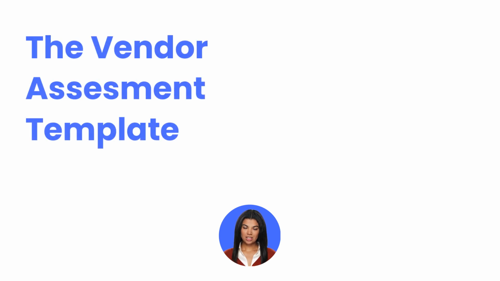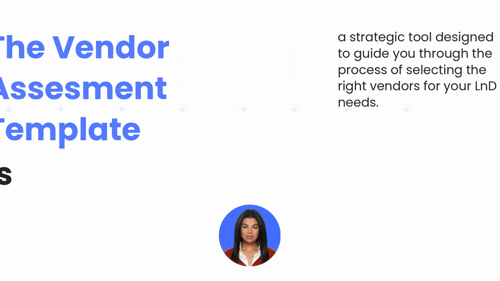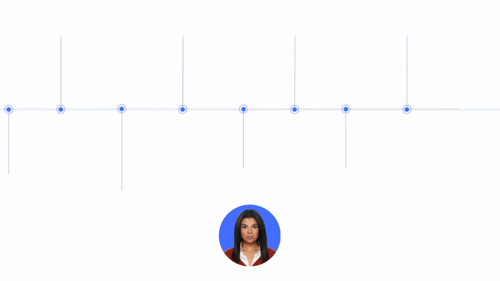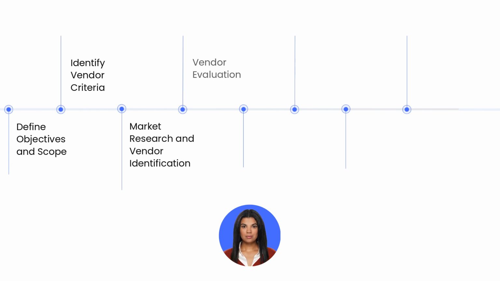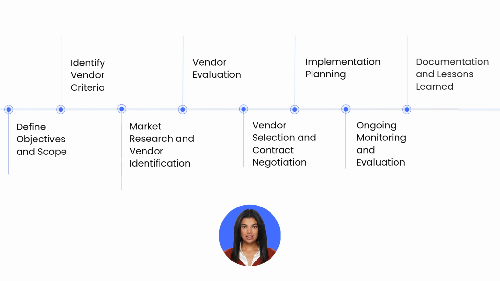First, let's define the Vendor Assessment Roadmap. It's a strategic tool designed to guide you through the process of selecting the right vendors for your learning and development needs. This roadmap outlines each step in the vendor evaluation process, from identifying potential vendors to making the final selection. It ensures you follow a structured approach, considering all necessary criteria and stages.